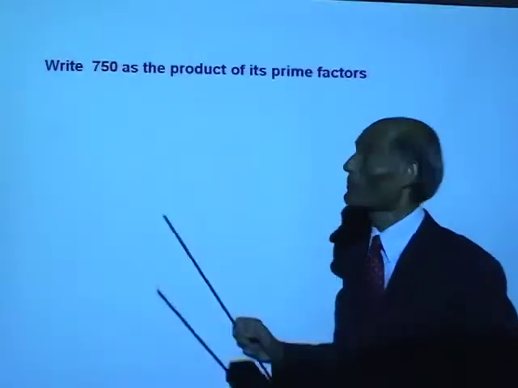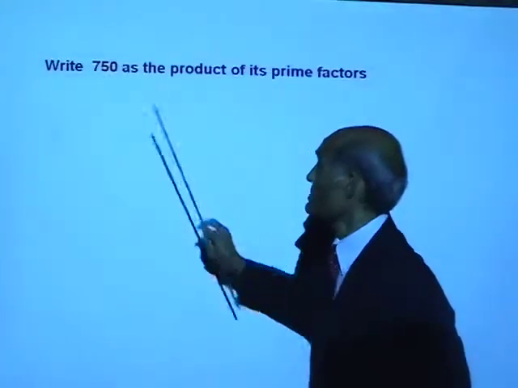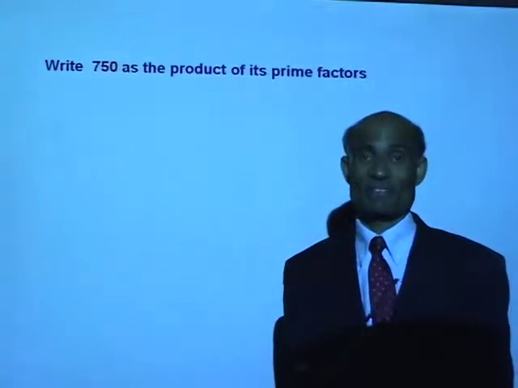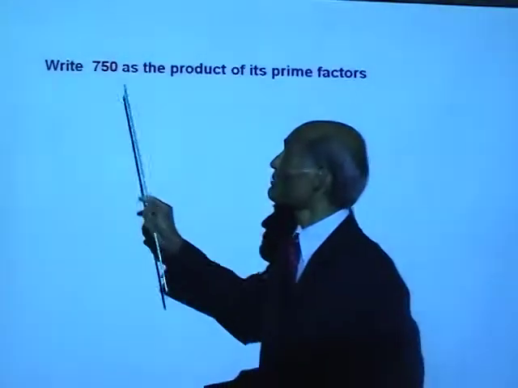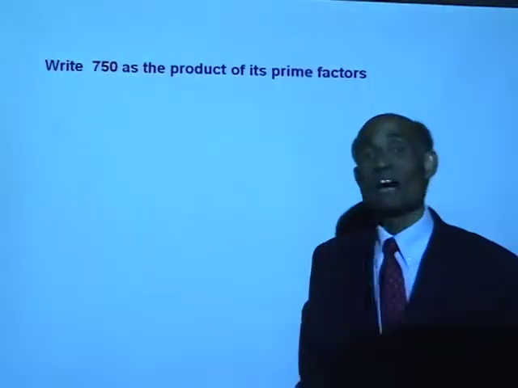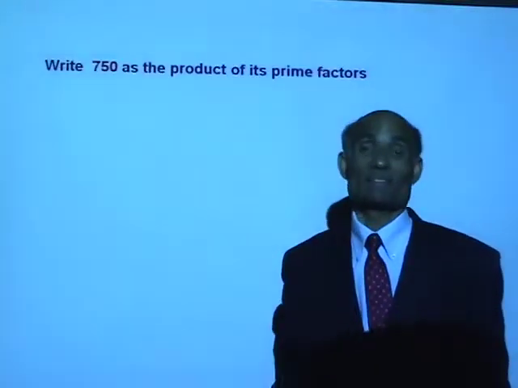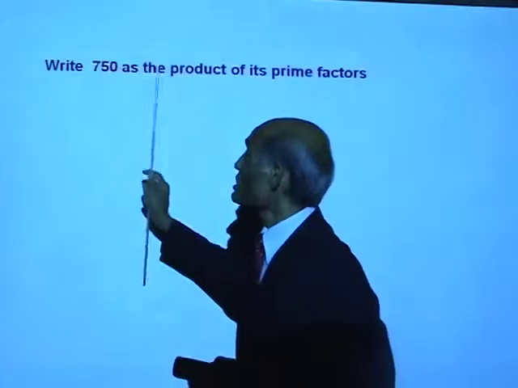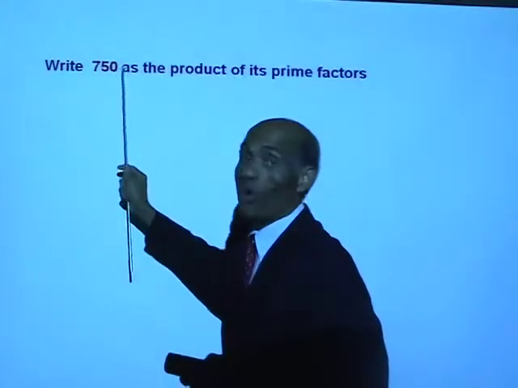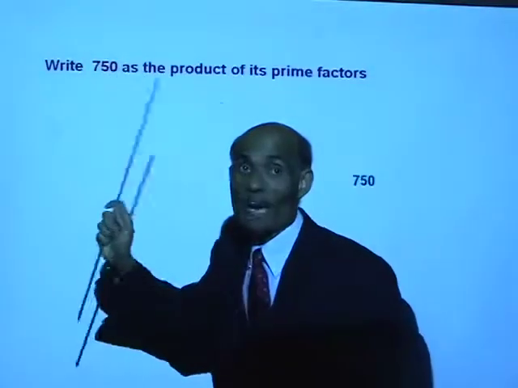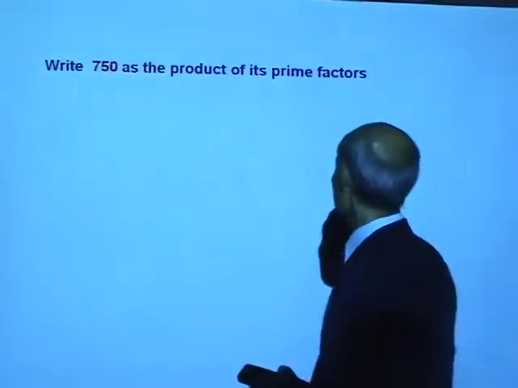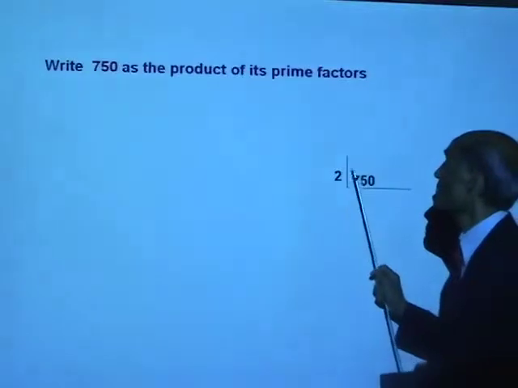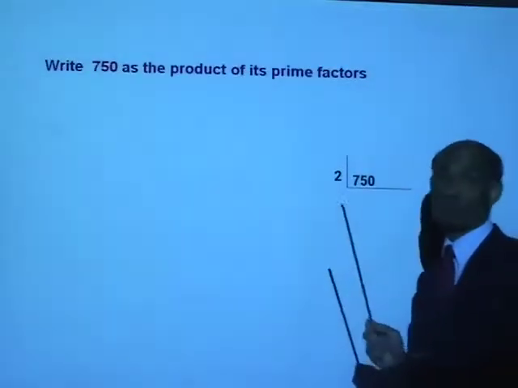Let's try one more. Write 750 as the product of its prime factors. Can you tell me, what is the smallest number you can divide 750 by? Well, if the last digit is an even number or 0, you can divide the number by 2. So we start by dividing by 2. 750 can be divided by 2.